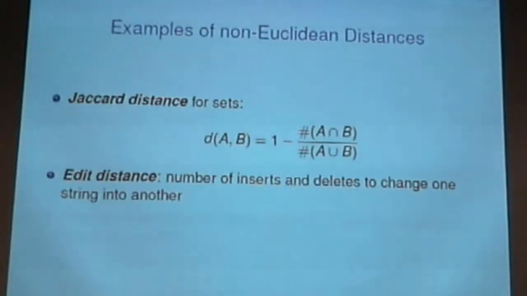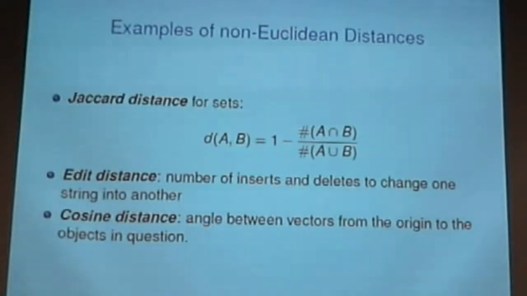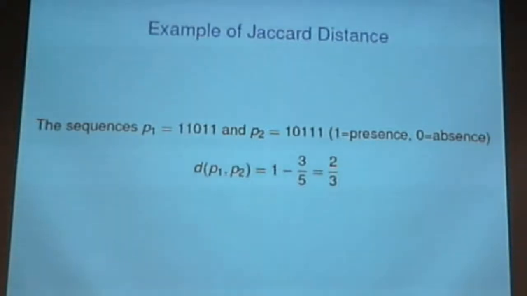Now here we talk about strings. We'll look at an example later. And cosine distance is the angle between vectors from the origin to the object in question. So this one is probably easy, right? Here, this is an example of this. This is your Jaccard distance.